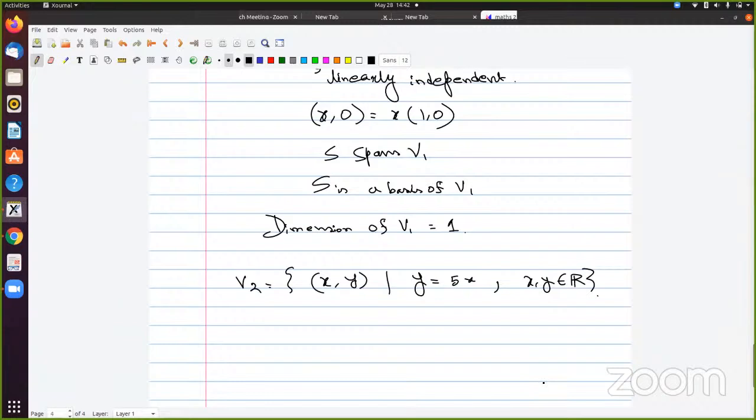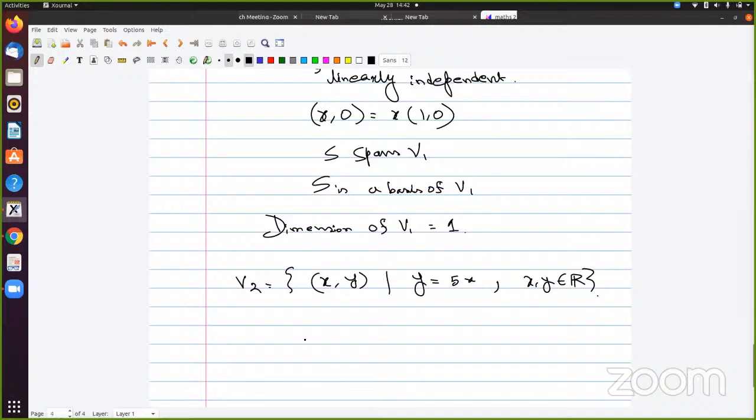Correct. Does anybody have any doubt that this is a subspace of R2? No, sir. This is a straight line passing through the origin, correct? Yes. Okay, great.